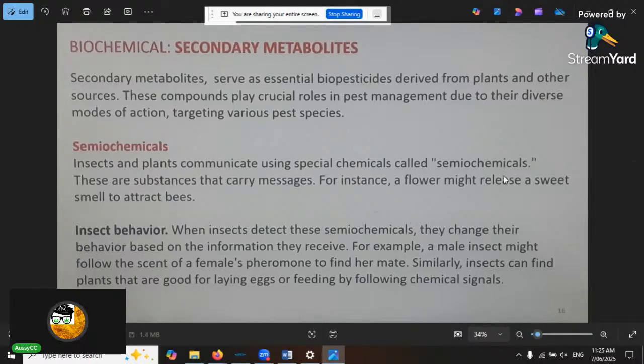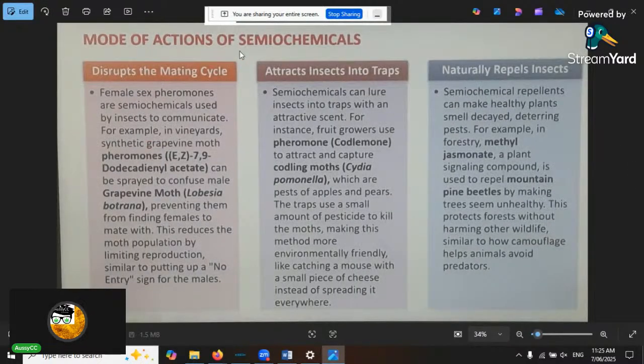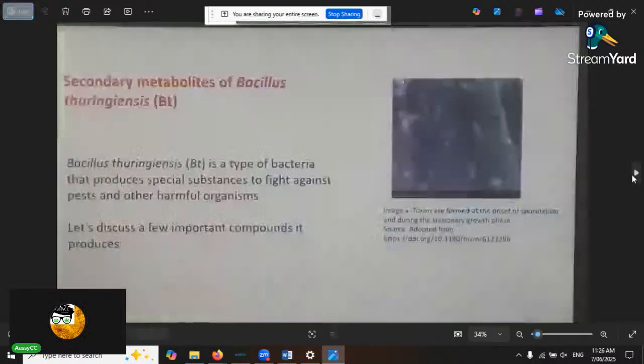And semiochemicals, here's the sweetness. Modes of action of these: they disrupt mating cycles, they attract insects to traps like pheromone traps, and they naturally repel insects. So that's all of the, I suppose you can say, terpenes that come out of them. But the pheromone traps work quite well, because in mating season, when insects are going to reproduce, they'll be very interested in that pheromone, the opposite sex.